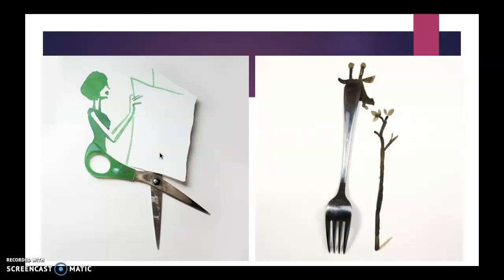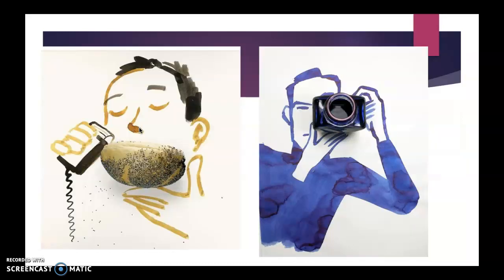Here's a couple more examples of Christoph Niemann's art. So exciting. This is a giraffe. This is a person reading a newspaper. And two final examples. Looks like a man with a really stubbly chin beard, and another person looks like they're taking a photograph from their camera.